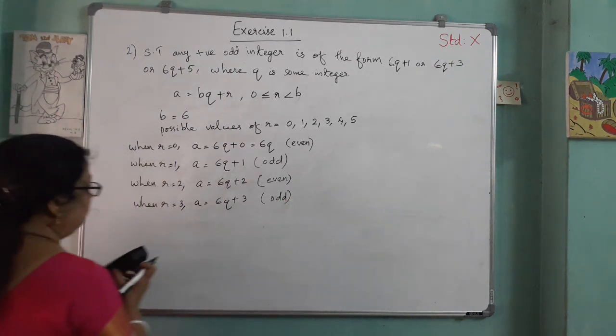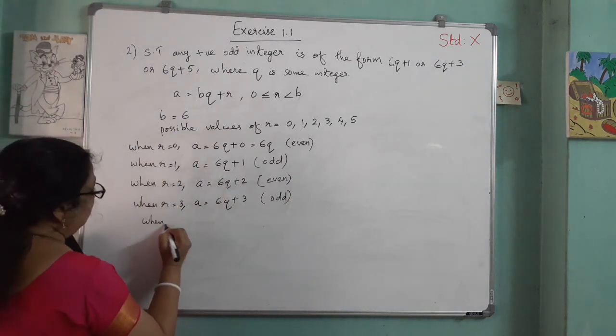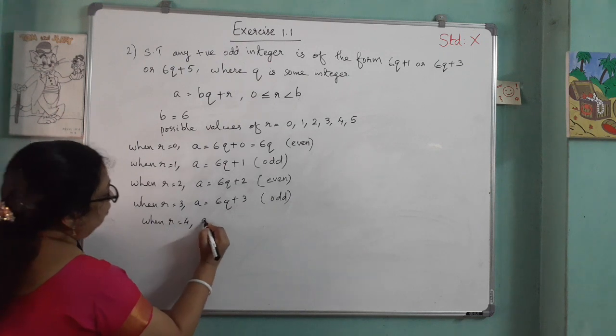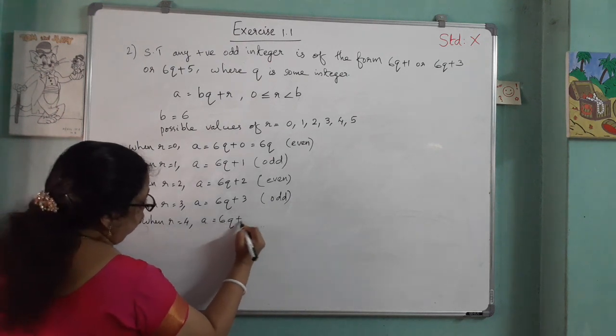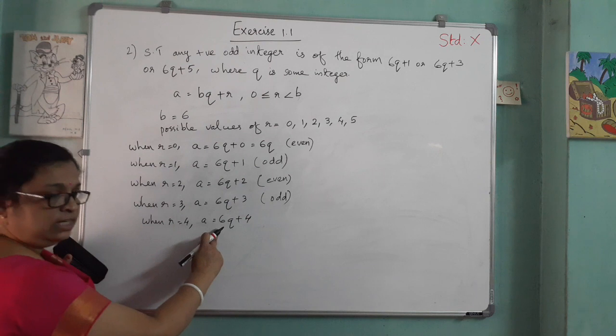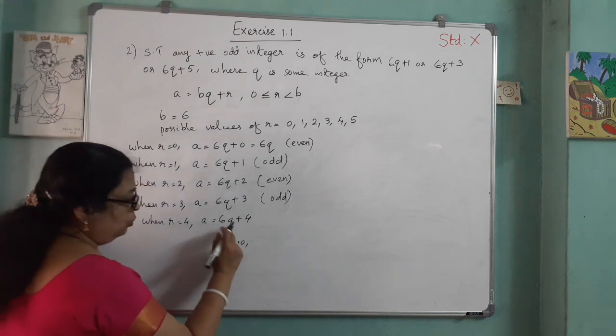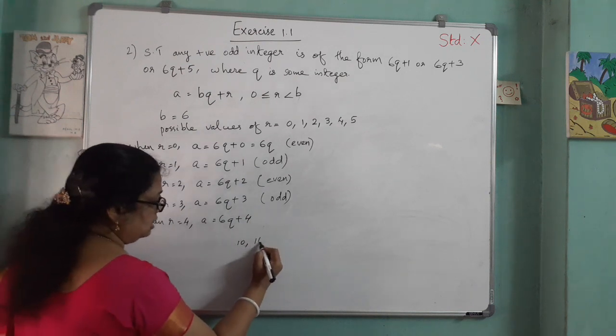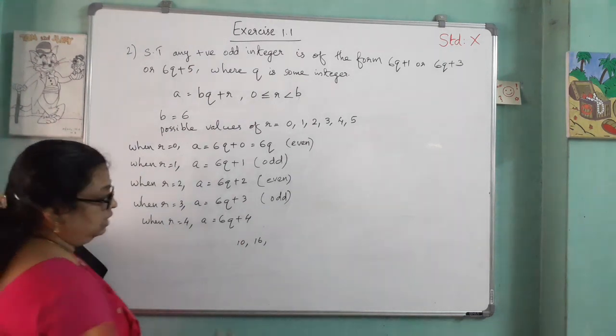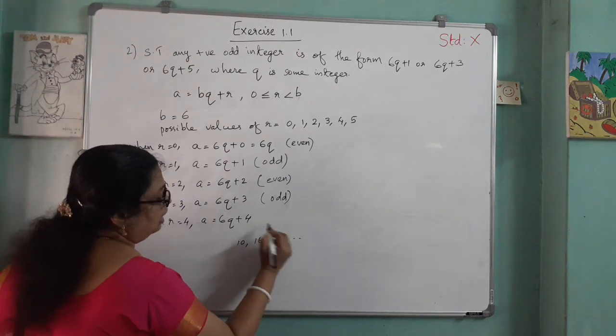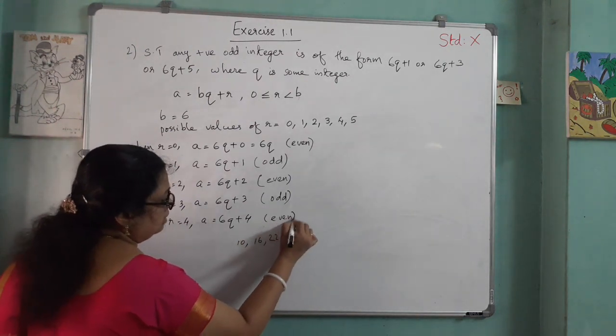And next, when r equal to 4, a equal to 6q plus 4. Here q equal to 1, 6 plus 4, 10. q equal to 2, 12 plus 4, 16. q equal to 3, 18 plus 4, 22. These all are even integers.